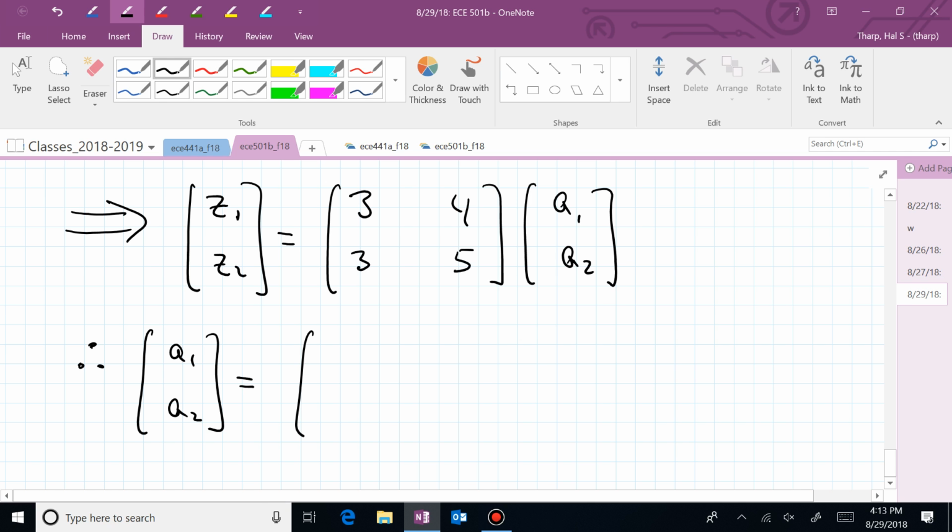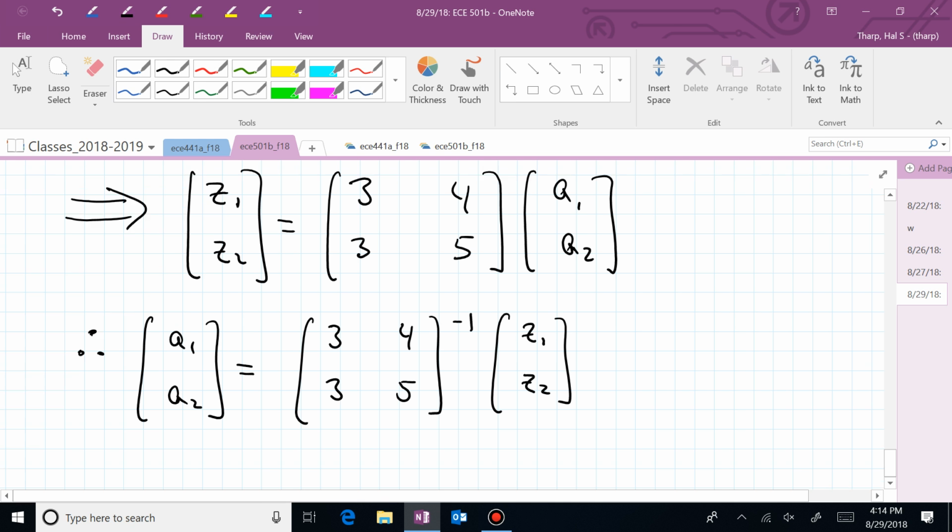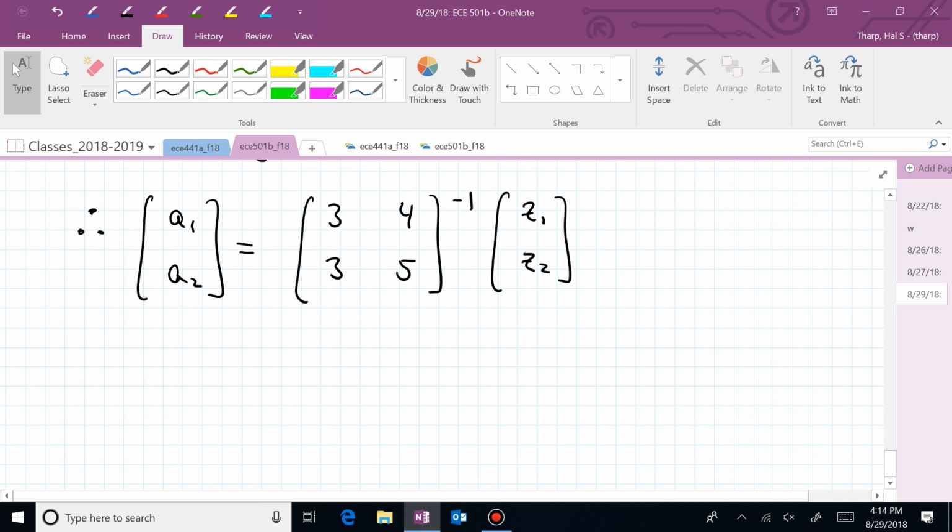A1, A2 is now found by the matrix 3, 4, 3, 5, and hopefully by inspection you can see that the columns are linearly independent. They're not the same. 3 is maybe a multiple of 4, but it's not the same multiple to get you 5 from 3. So 3, 3 and 4, 5 are not in the same direction. And do you remember the trick for a 2 by 2 matrix to invert it?